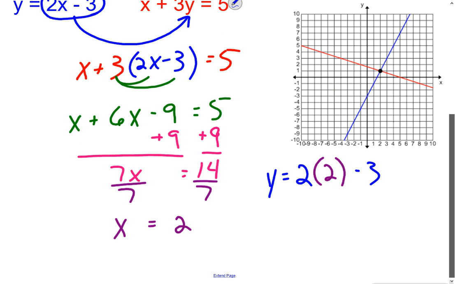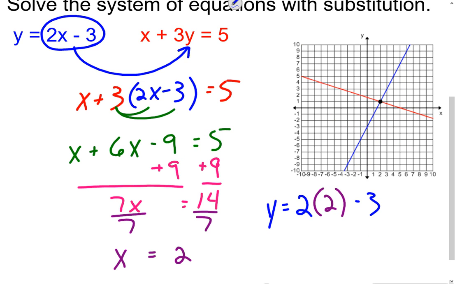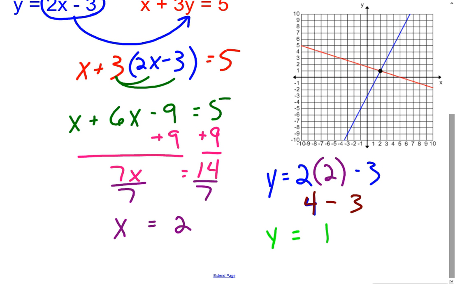Well, now, this is... I wanted that to be a different color, 4 minus 3, and 4 minus 3 is 1. So we figured out that the y value is 1. And we've just solved our system of equations using substitution. X is 2, y is 1.